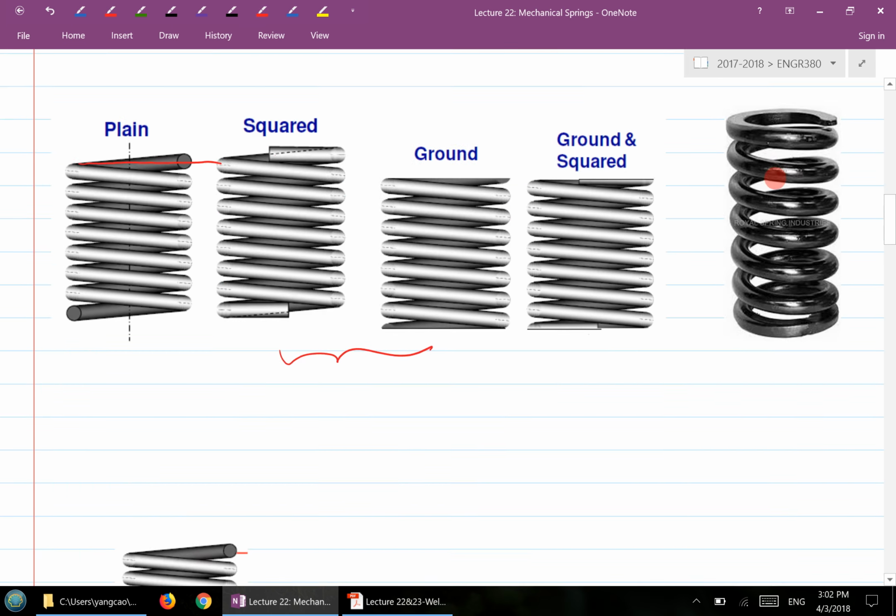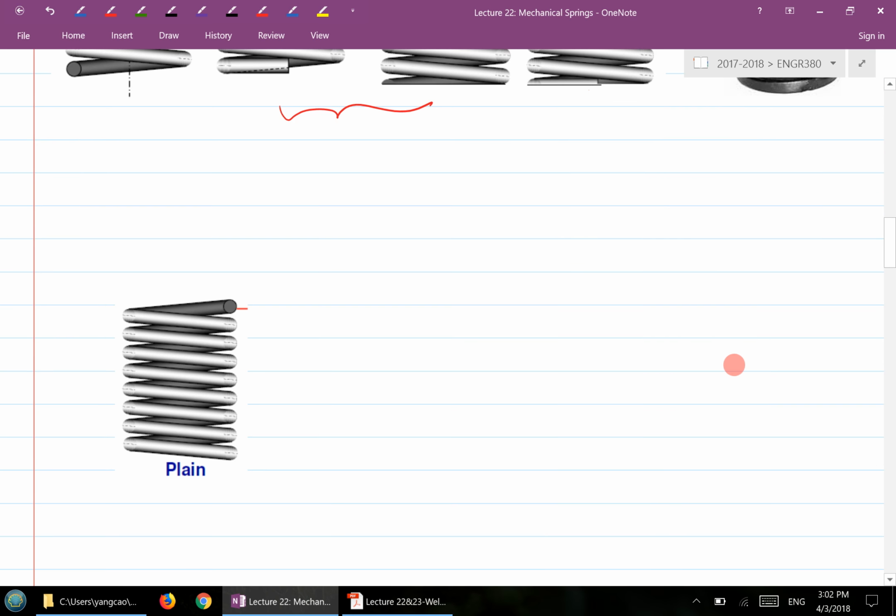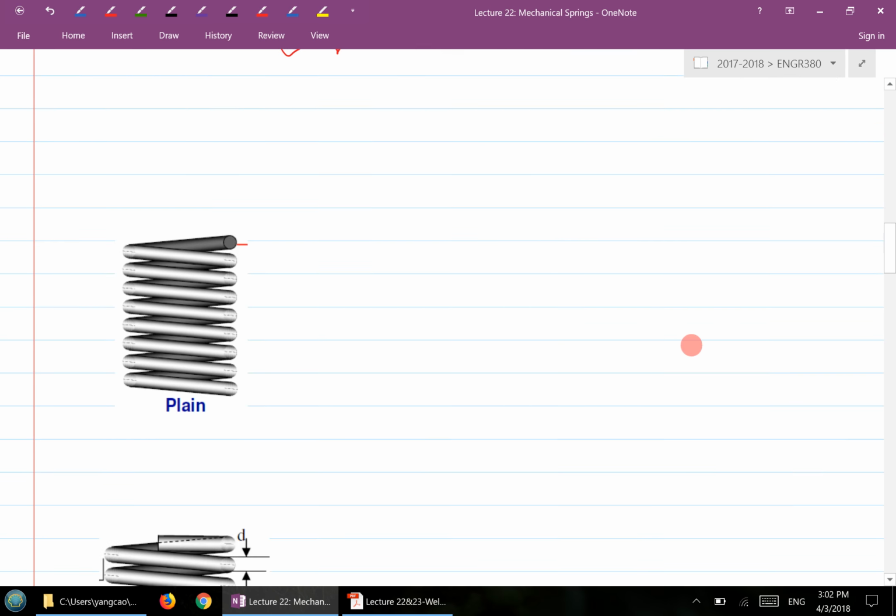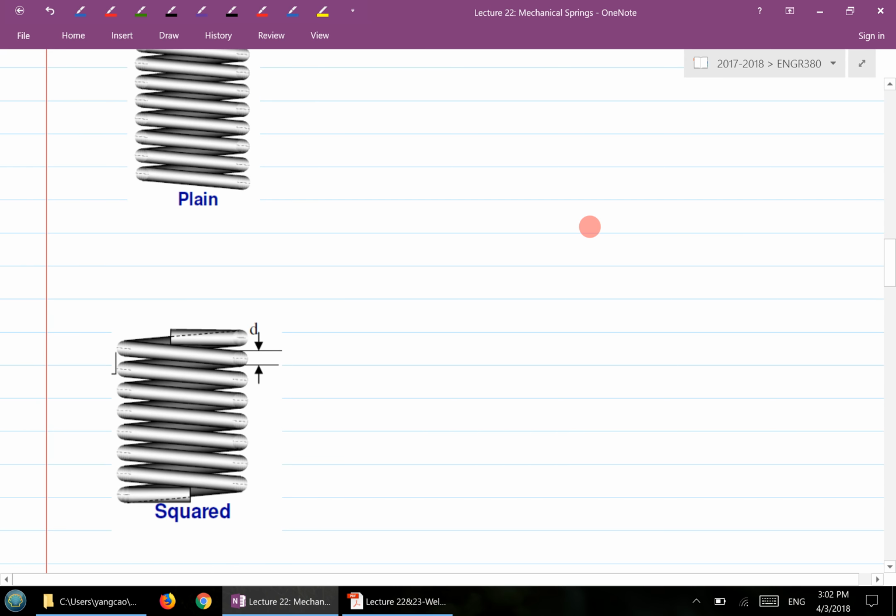So let's take a look at an example here. Let's take a look at this example. This is the squared one. I'll give you, for example, P equal to 5 millimeters and D equal to 3 millimeters. I want you to do it yourself here. What's NT? What's NA? What's LO? And what is LS? Basically the free length and the solid length.